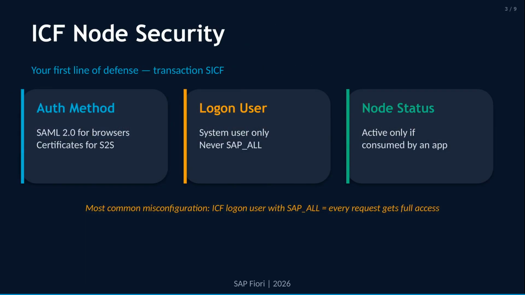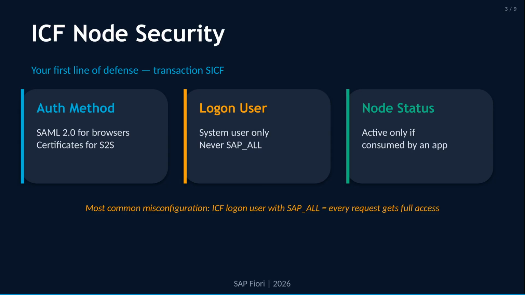The Internet Communication Framework node is your gateway. Each OData service maps to a node under /SAP/OPU/OData/SAP. You control access at this node level through transaction SICF. The key settings are the authentication method, basic, certificate, or SAML, and the service user. Use a system or communication user with minimal authorizations. Also check the node's logon data.